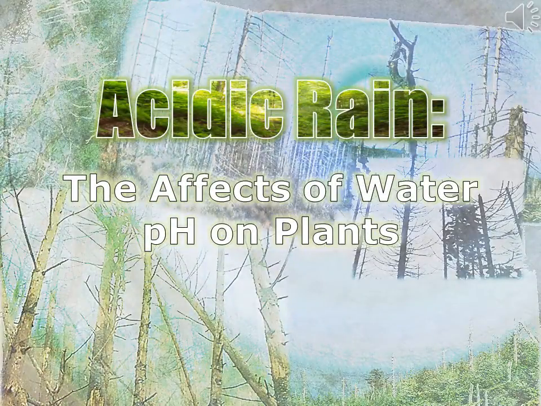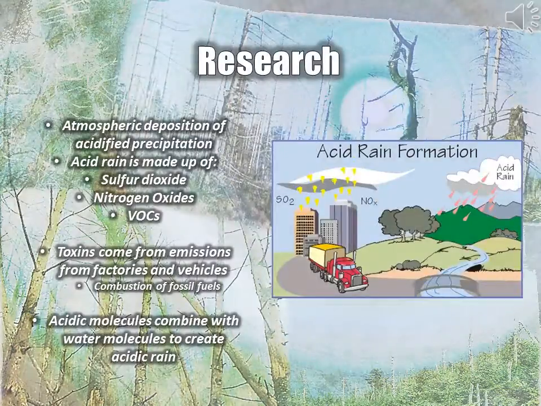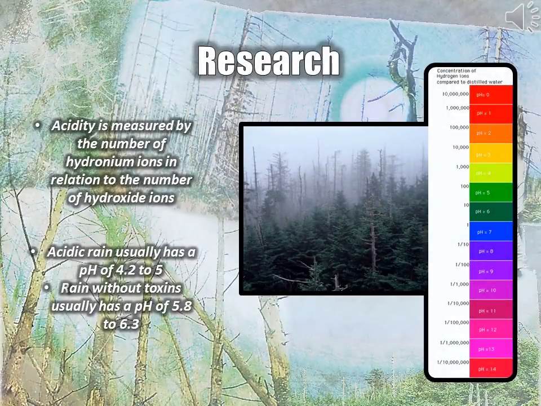Acidic rain occurs every day, yet is often ignored. Acidic rain is composed of sulfur dioxide, nitrogen oxide, and VOCs. These toxins form from human activity combined with water molecules that create acidic rain. Acidic rain usually has a pH of 4.2 to a pH of 5.